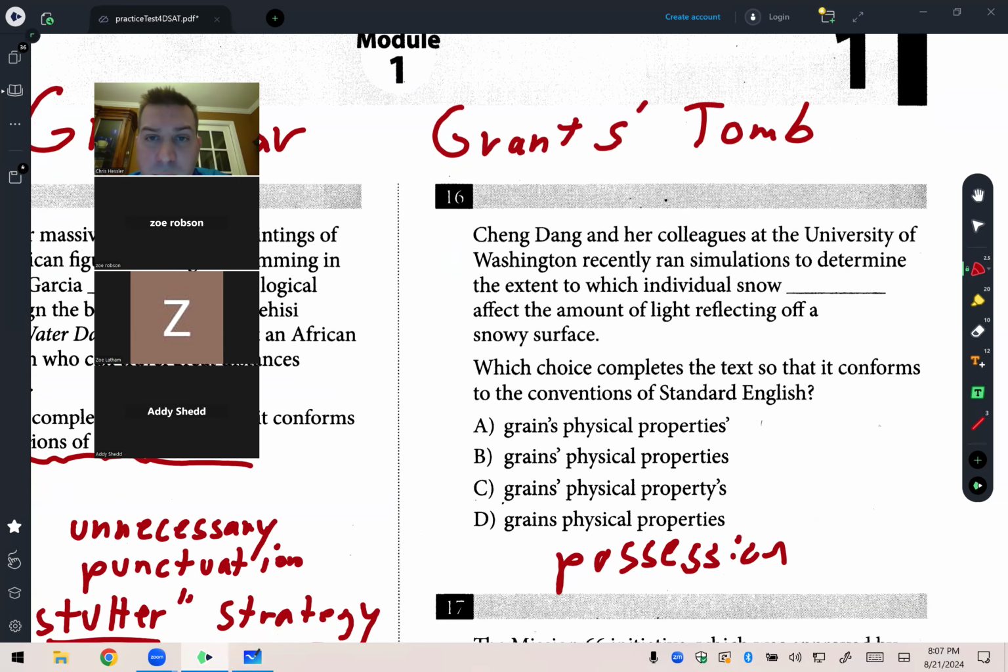Okay. Cheng Dong and her colleagues at the University of Washington recently ran simulations to determine the extent to which individual snow grains' physical properties affect the amount of light reflecting off a snowy surface. Okay, so do we have one single grain that is possessing something, physical properties? Do we have many grains that are possessing something, physical properties? And then we have the ridiculous answer choices.